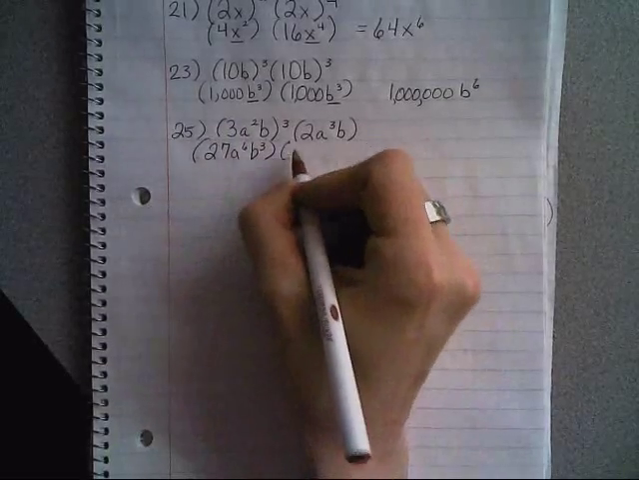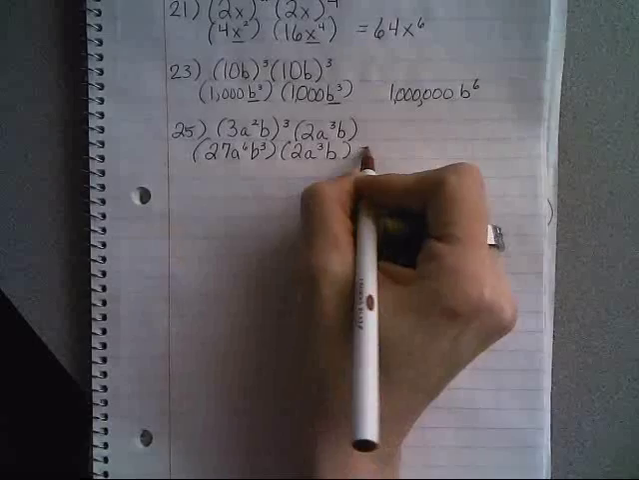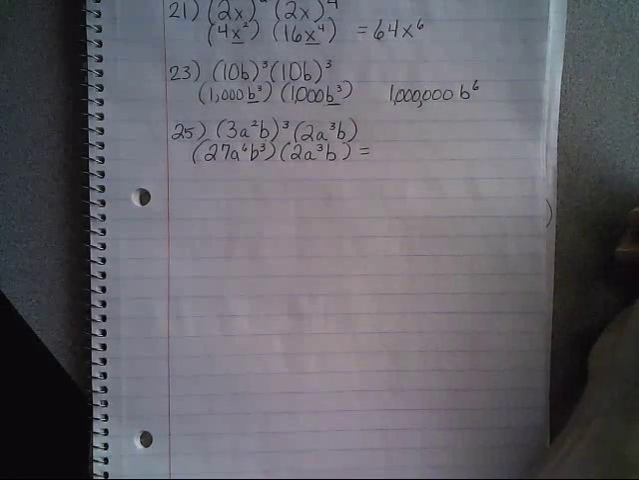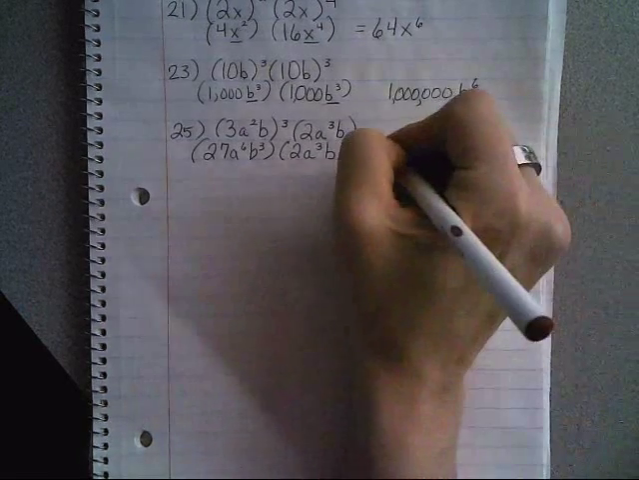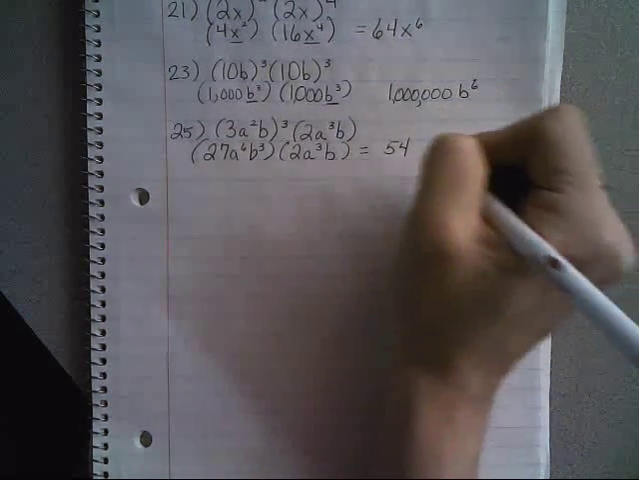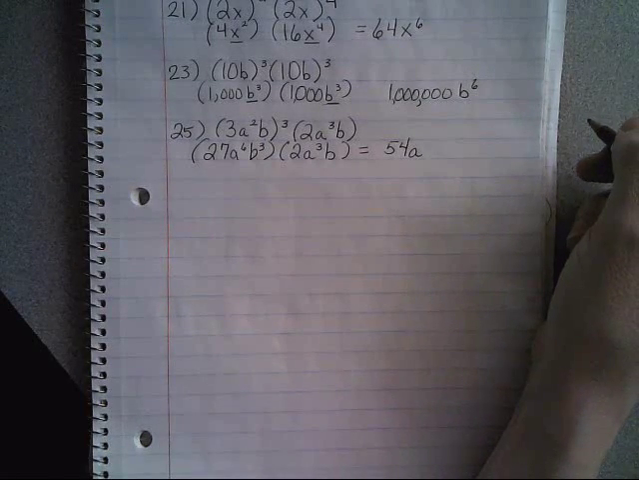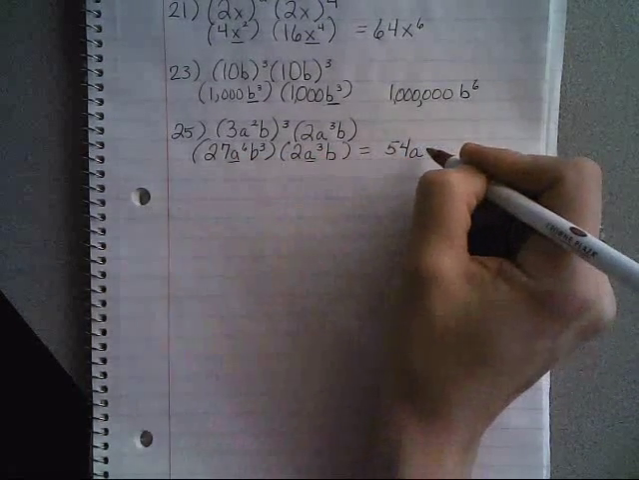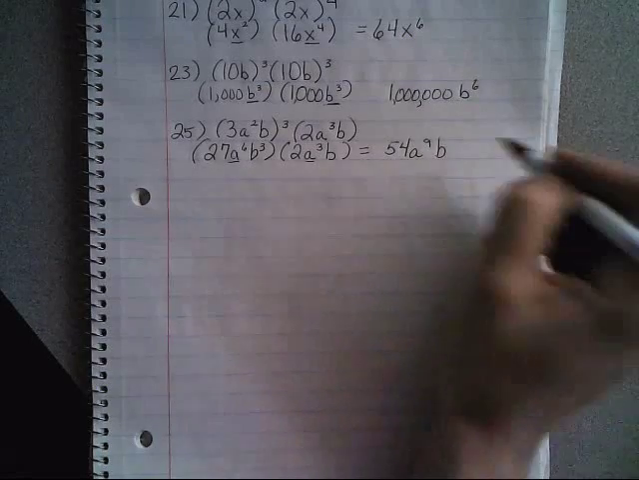This needs to now get multiplied by 2a cubed b. What's the result? Just come up with 54. A to the same base, add your exponents. Yep. And what's the b's? Good.